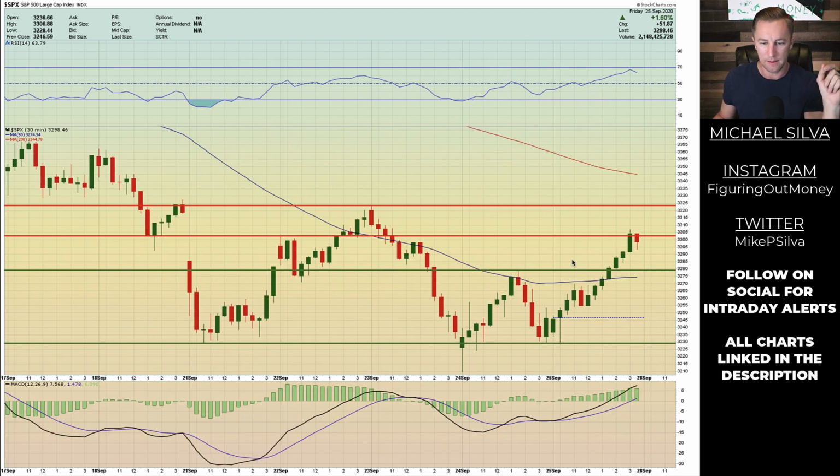Here's the 30-minute time frame, and this chart's going to be linked in the description. So if you want to see these areas of resistance and support and map your trades or use this as a guide, by all means, bring it up later. We have areas of resistance up ahead. We have a couple areas of support that I'm keeping an eye on.